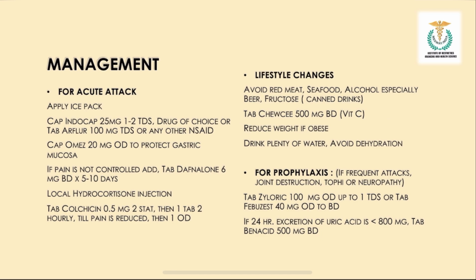For prophylaxis, if there are frequent attacks, joint destruction, tophi, or neuropathy, in this case you can prescribe tab Zyloric 100 mg up to 1 TDS, or tab Febuxostat 40 mg OD to BD. And if 24-hour excretion of uric acid is less than 800 mg, then you can prescribe tab Benemid 500 mg BD. So these are the things you can do if there are frequent attacks, joint destruction, or neuropathy cases.